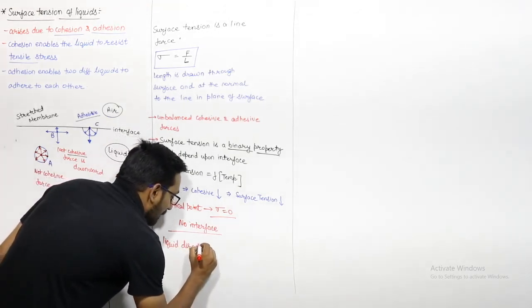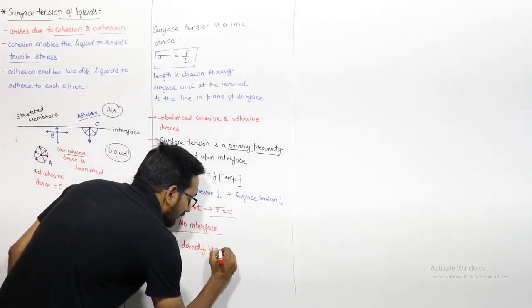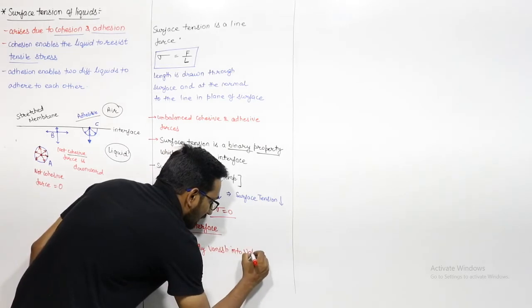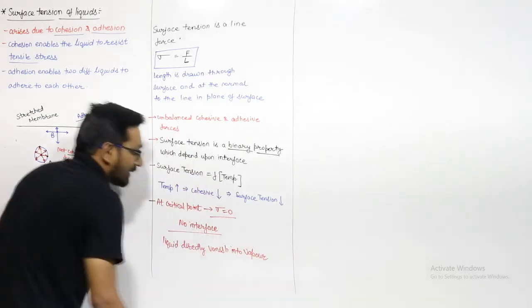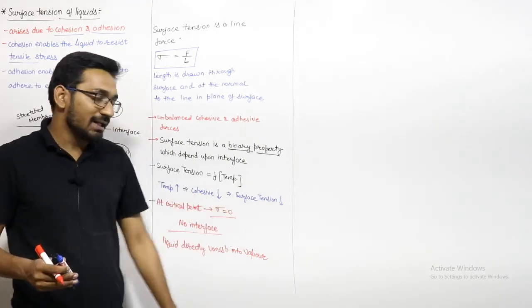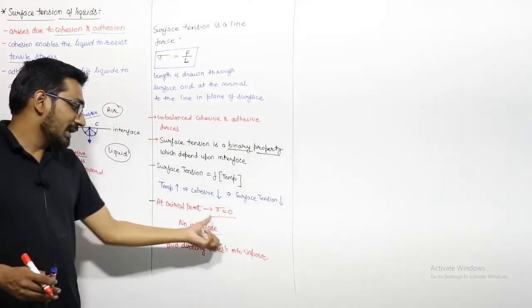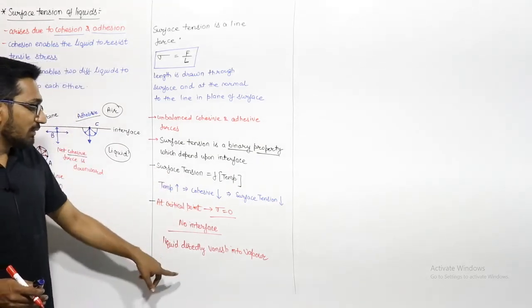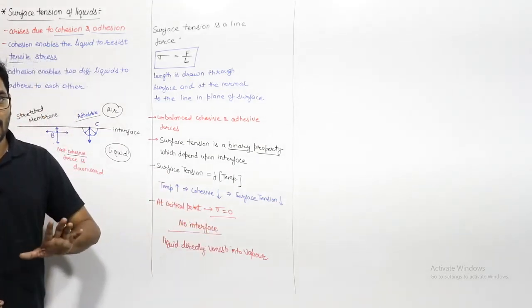There is no interface because liquid directly vanishes into gas or vapor, right? Liquid will directly convert into vapor without taking any heat. So you cannot demarcate a boundary, you cannot demarcate an interface. So if there is no interface, there will be no surface tension, right?